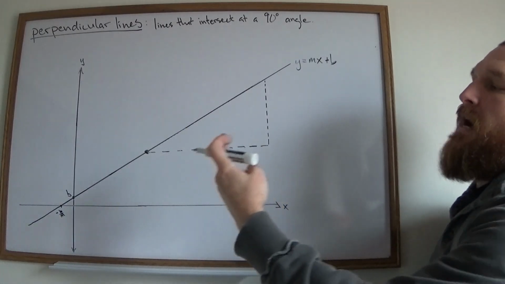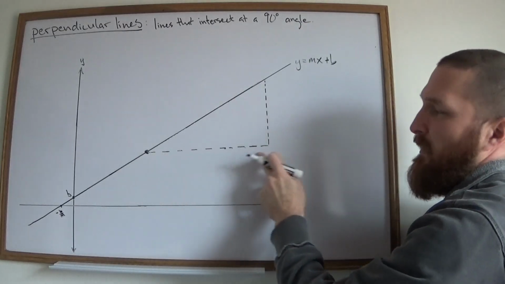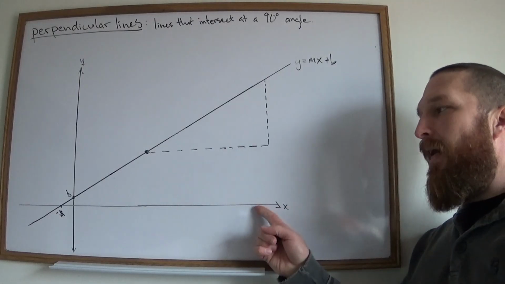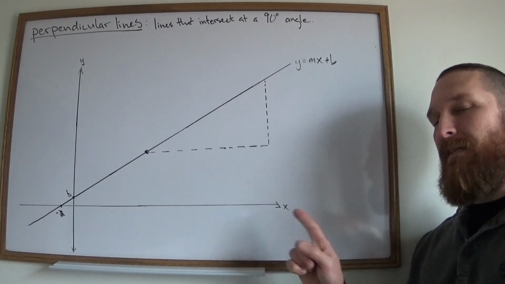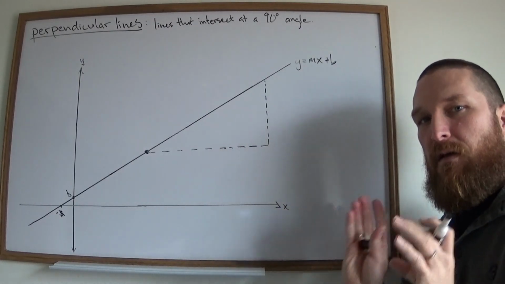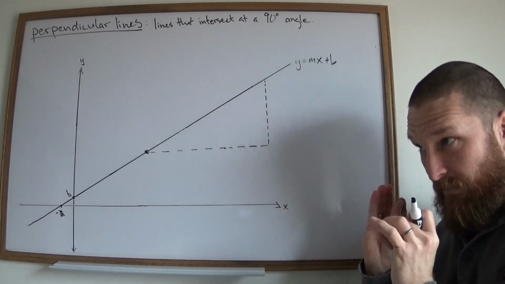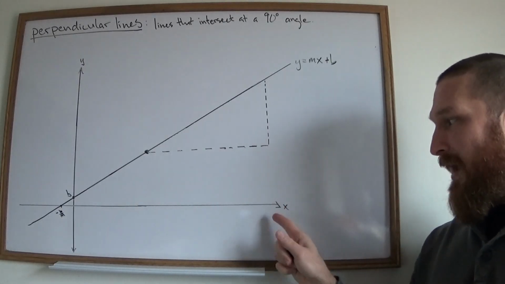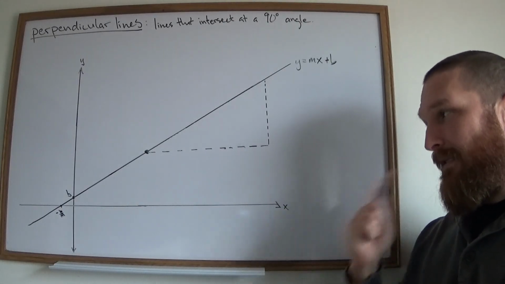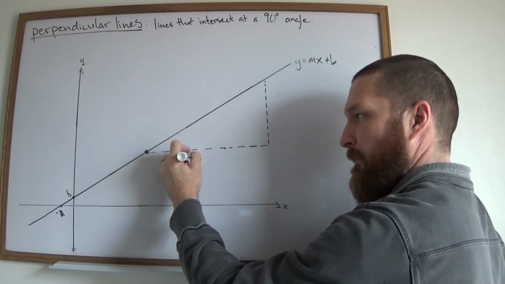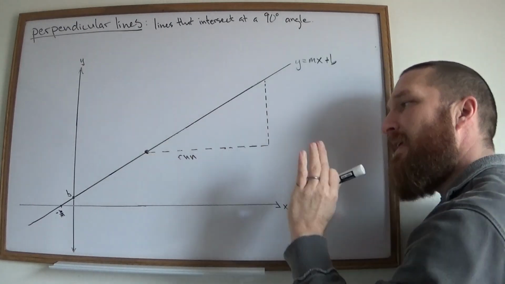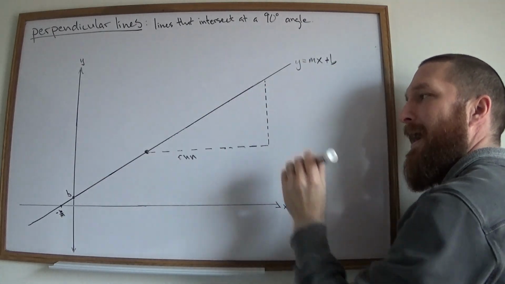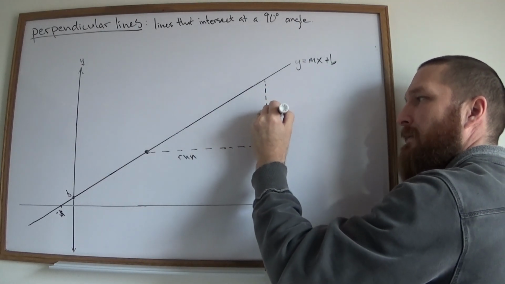So I start at my point and run any distance to the right, due right, parallel to the x-axis. That's how we've defined the run when finding slope: you run exactly to the right, which is parallel to the x-axis. This is the run. Then we run directly up, parallel to the y-axis. We'll call that the rise.